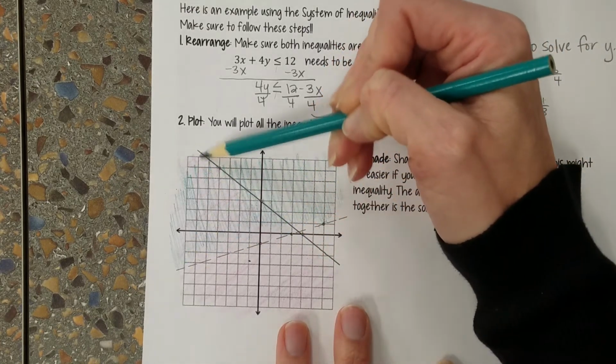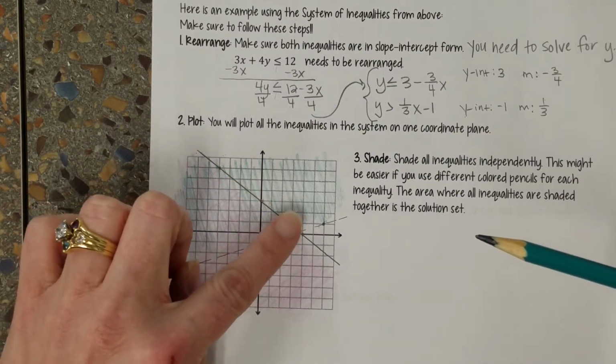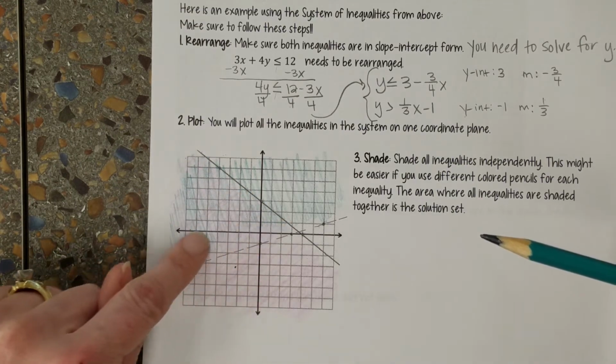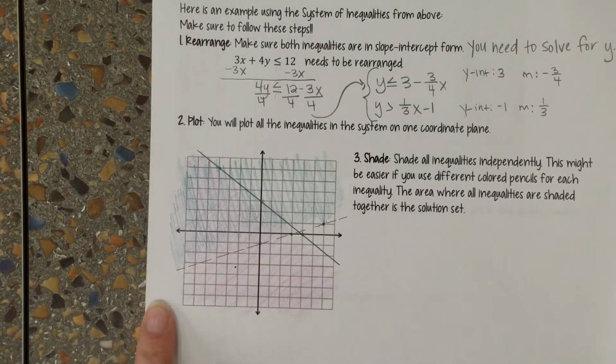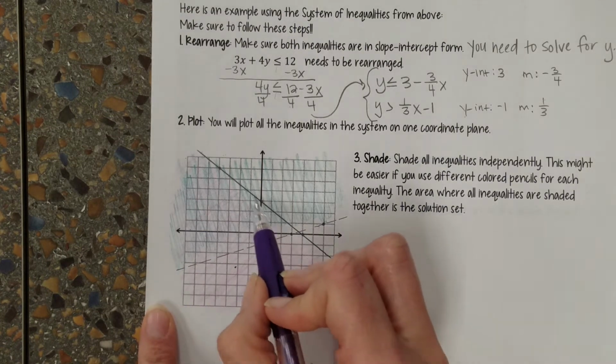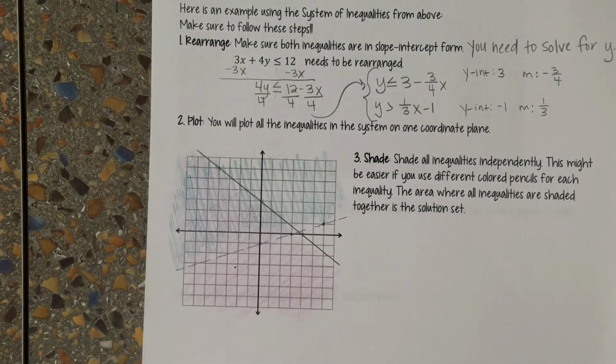Okay, so all of these points right in here and on this line, not this line, but this line, because it's "or equal to." All of this area right here, and you can make it darker with another pencil or whatever you want to do, but it is all of this area right here. This is my solution to this system of equations.